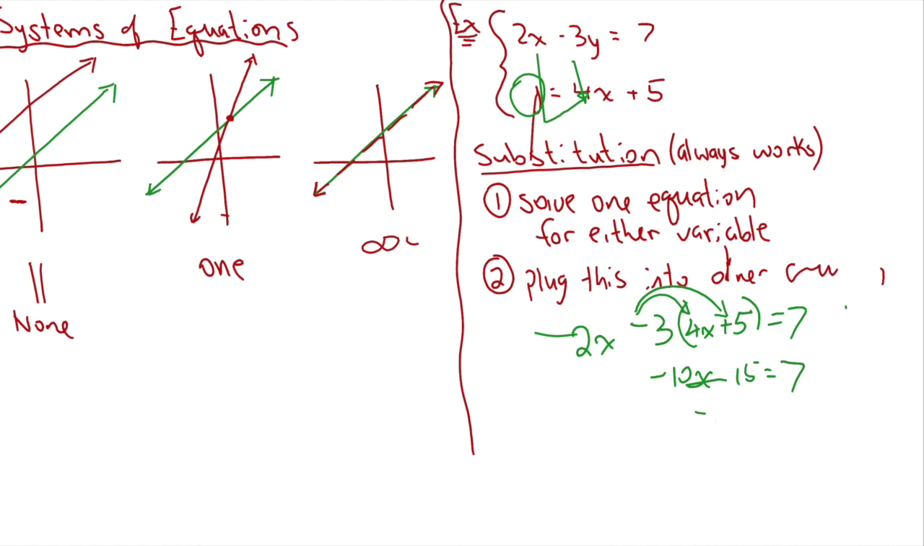Negative 10x is equal to, what's that, 25? 22. And then x is equal to, after dividing by negative 10, it's going to be negative 11 fifths. So we have solved for one of the coordinates. So basically all we have found is the x coordinate over here is negative 11 fifths.